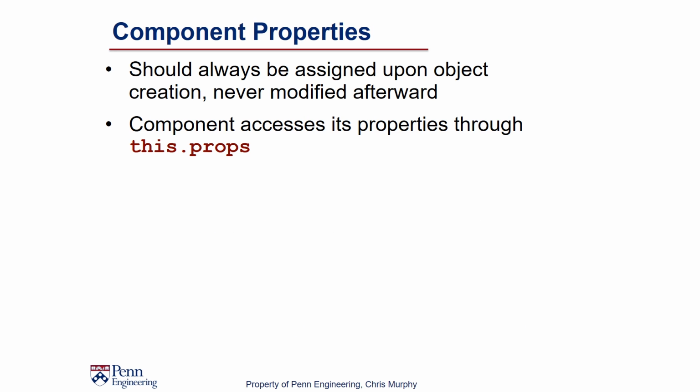Let's talk about component properties. As I mentioned, component properties are the attributes and values that are assigned when the object is created, but should not be modified afterward. A component can access its properties through a property called props, which is an object containing all of the property values.